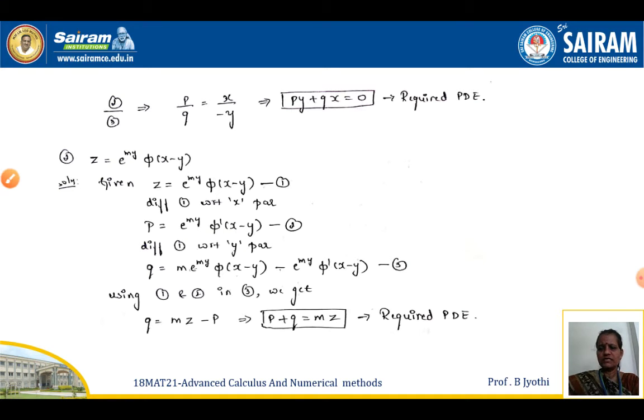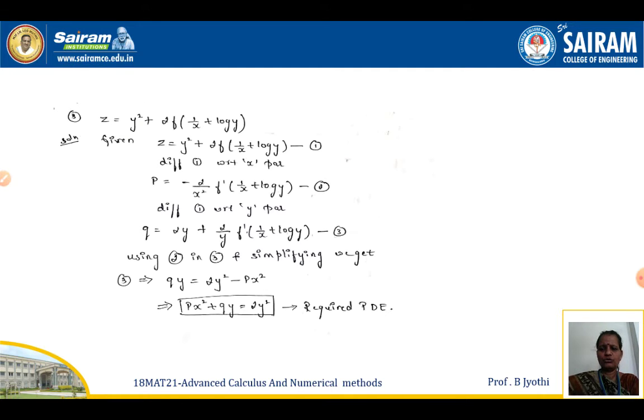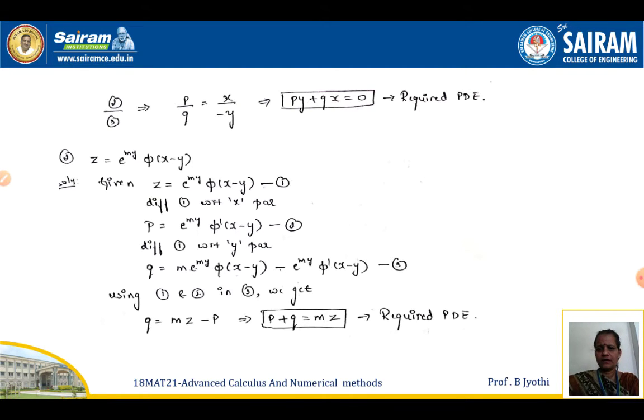So we get 2 by 3 as p by q is equal to x divided by minus y, and on cross multiplication, p into minus y is equal to x into q. That gives us py plus qx is equal to 0. That's the required PDE. Let's look at the second example.